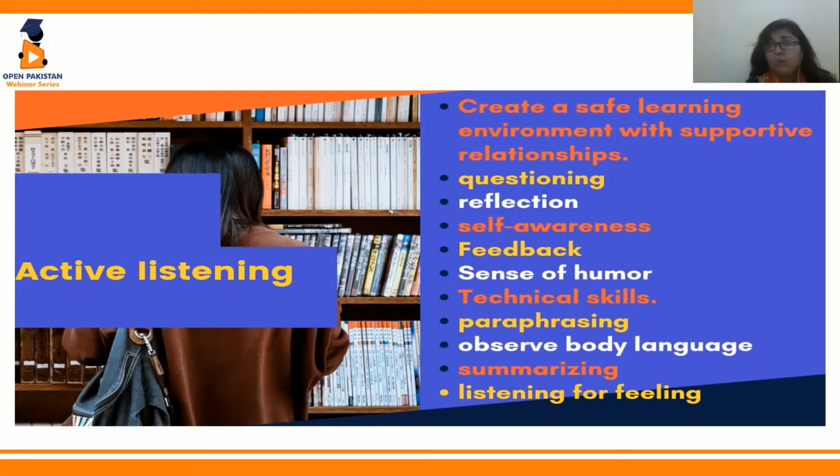Sense of feedback. What is feedback? It is necessary to listen to your student to teach, so teachers can give feedback to students. If you do not listen to your student, then you can't give them feedback. So it's the most important key factor. After listening to anyone, you have to give some feedback. The other is sense of humor.